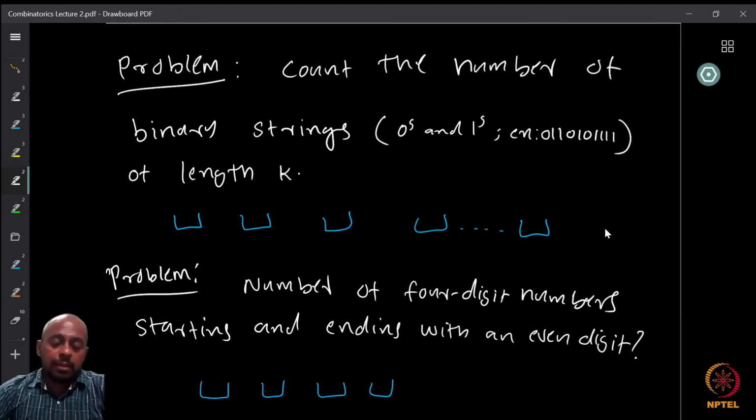Now, let us look at another problem. So we already studied 2 different principles, right? Addition principle and subtraction principle. Now let us look at another problem. So count the number of binary strings of length k.